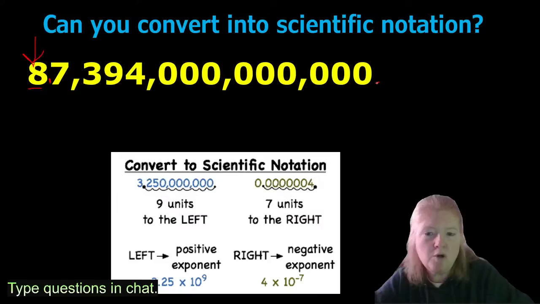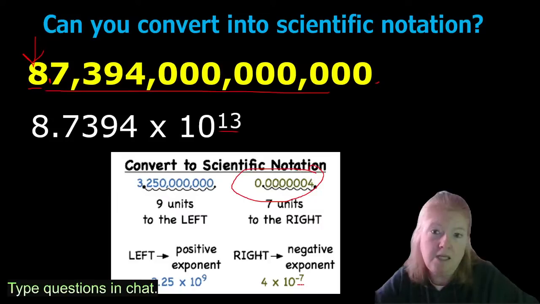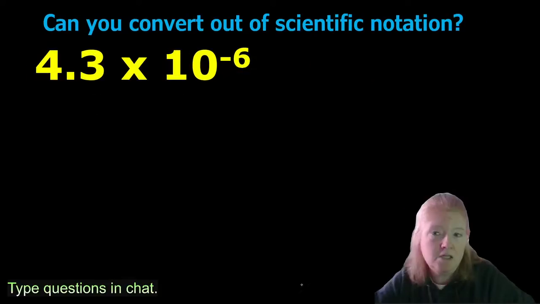If it was a big number like this one, the exponent will be positive. If it was a small number like this one, you can see the exponent will be negative. You're going to do the opposite when you take it out of scientific notation. Okay, so you're going to write those digits for 3, right? That's the digits that I have.